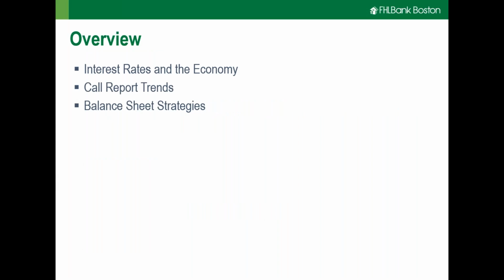So what we're going to do today, what the agenda is, we're going to go through three different areas. First, we're going to take a look at some of the key things that are happening with the yield curve and economic data. Then we'll take a deeper dive into some of the notable happenings that are coming out of third quarter call reports. And then lastly, we'll wrap up with going through some balance sheet strategies that depositories can be deploying to navigate through these challenging times.